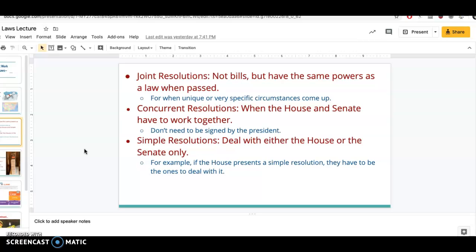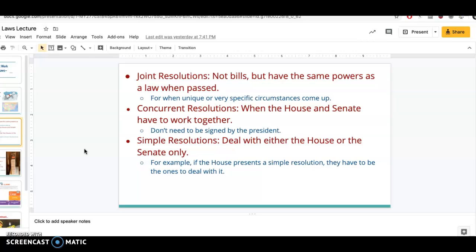So what's a resolution? Resolutions are a little different from bills, but generally follow the same idea. There are three types of resolutions. There's a joint resolution, which is, again, not a bill, but it has the same powers as a law if it gets passed. So it's for when extremely unique or specific circumstances show up. The book mentions delegating funds to the presidential inauguration, which would have to be different every inauguration. So that is a specific circumstance.